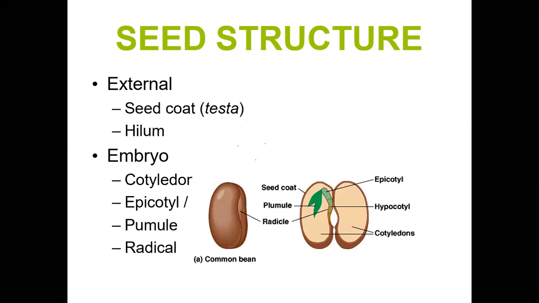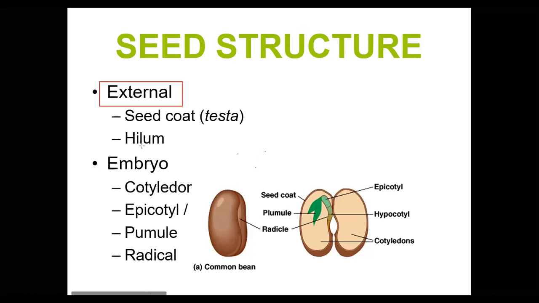Mainly in seeds, there are two parts, one external part and another internal part. The external part is the seed coat and hilum. Seed coat is the outermost layer, the outermost covering of the seed. Hilum is a small depression in the seed. This is the hilum, and the seed coat is this outermost covering.